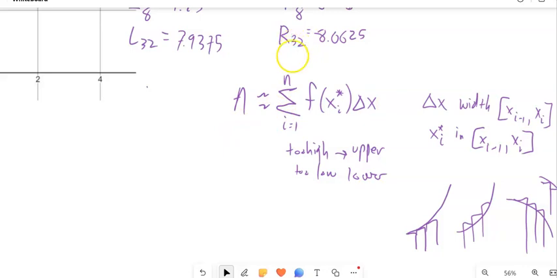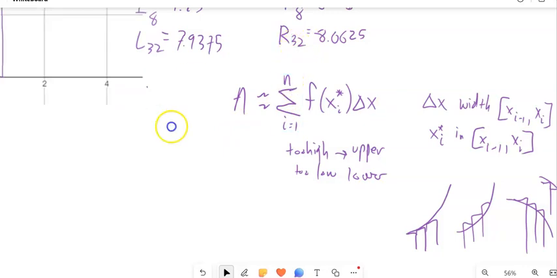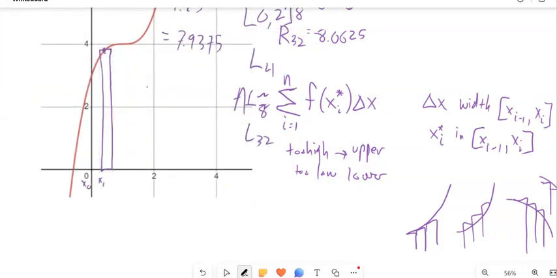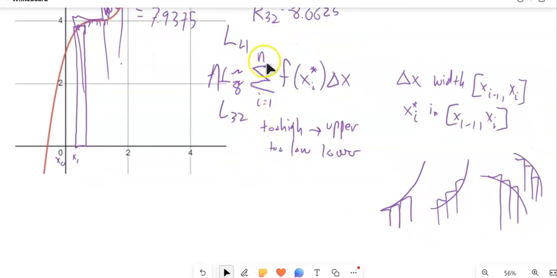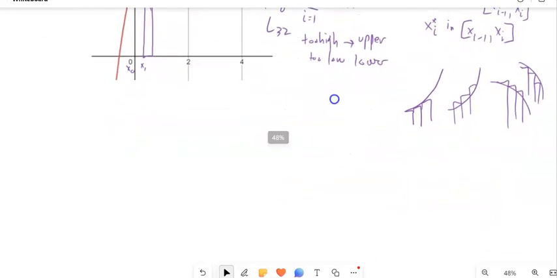Like n of 32, those rectangles get so tiny that it's really super close to it. It doesn't have the massive overlap for when n's a smaller number, you know, the big gaps of error in there. So if I think about that, as n gets bigger, this gets better and better. That makes me think about this.